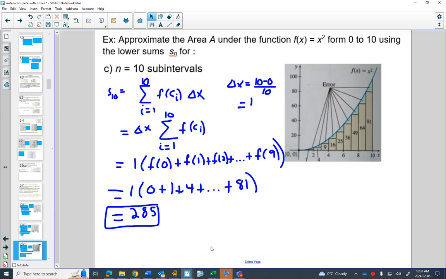Any guesses what the actual area is? We went from 125, a bad estimate, to 285. You see all the little green spots still missing? Any guesses? 300. Good guess. Yeah, I like 300 because we're getting closer to something, and 300 is a nice number. Actually, mental math, about 333.